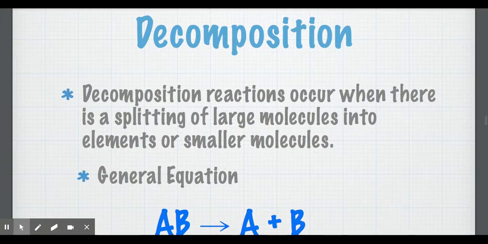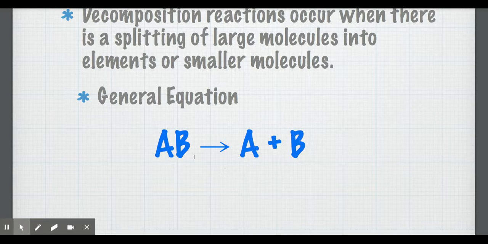Let's take a look at our next type of reaction. This is a decomposition reaction. Decomposition, when you think about things decomposing, you might think about things breaking down, and that's exactly what a decomposition reaction is. So decomposition reactions occur when there's a splitting of large molecules into elements or smaller molecules. So we say our general reaction is AB will yield A plus B.